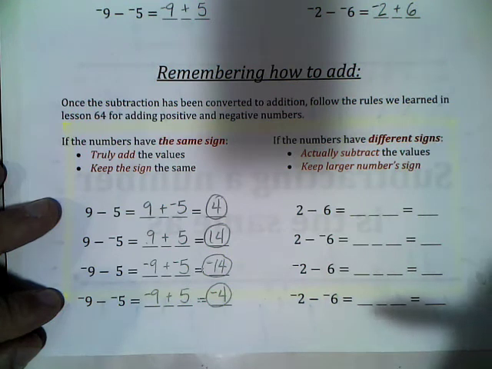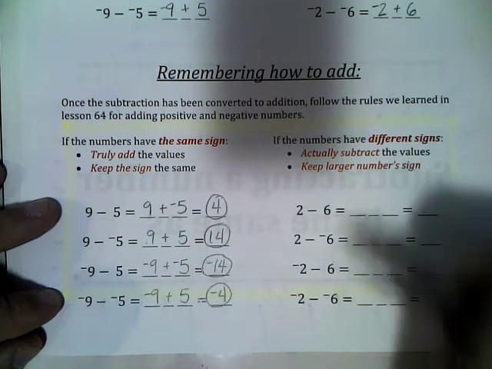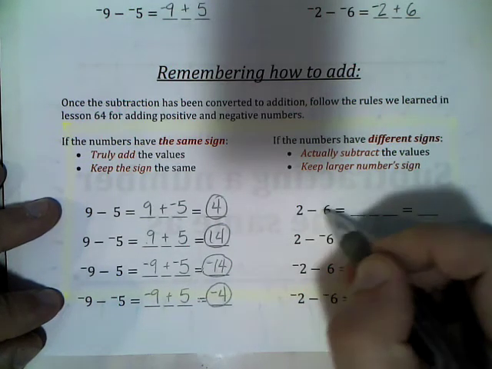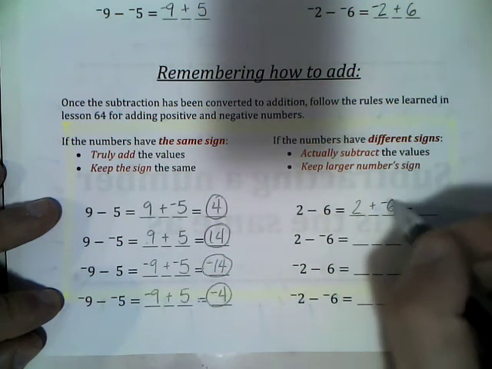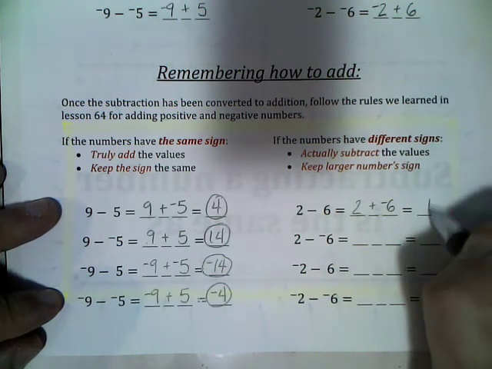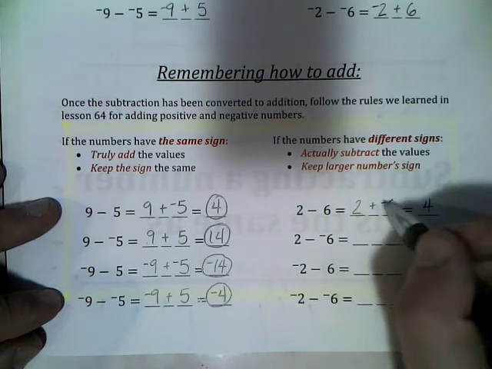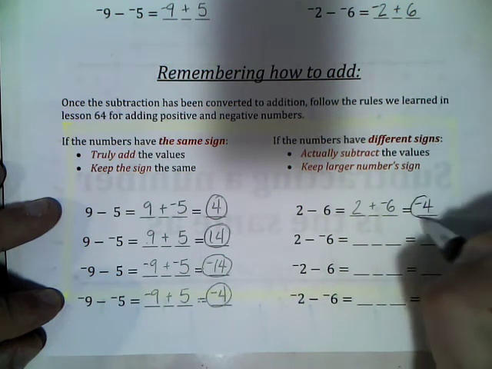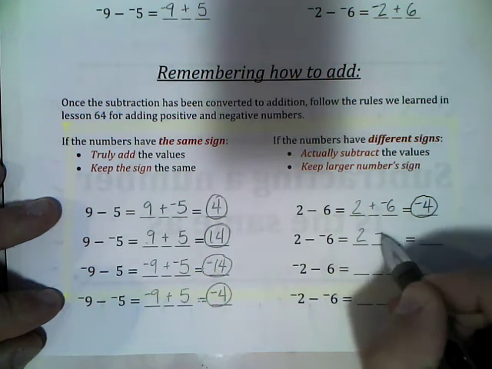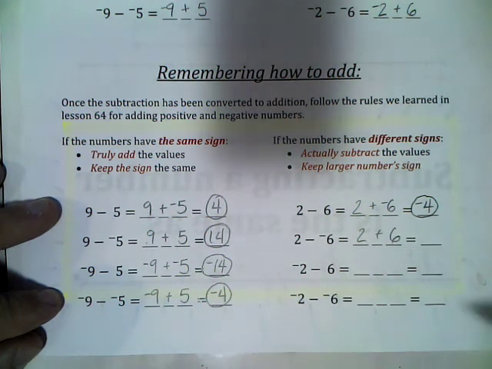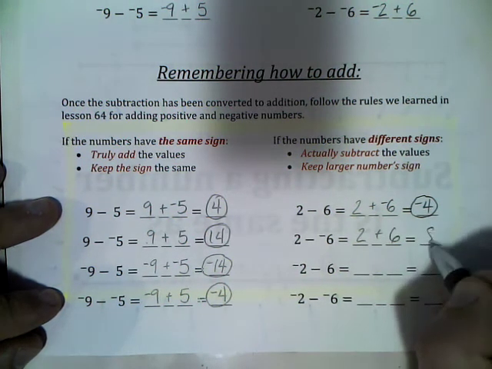Pause the video. All right, let's take a look at them. So just copying from above, 2 minus 6 was 2 plus a negative 6. And since they're opposite signs, we're going to subtract and get a 4. But then since the negative is bigger, it'll be a negative 4. Down here, this will be 2 plus 6. So positive 2 plus positive 6, we've known that for ages. That's 8.